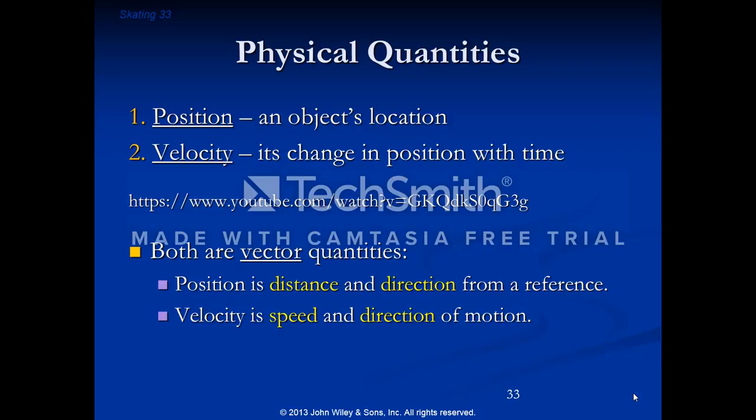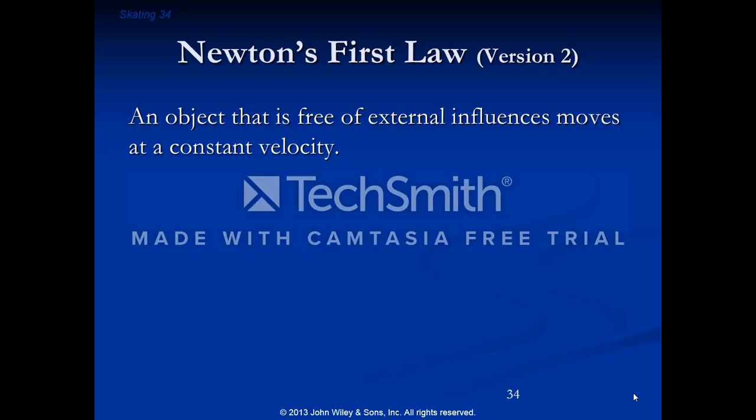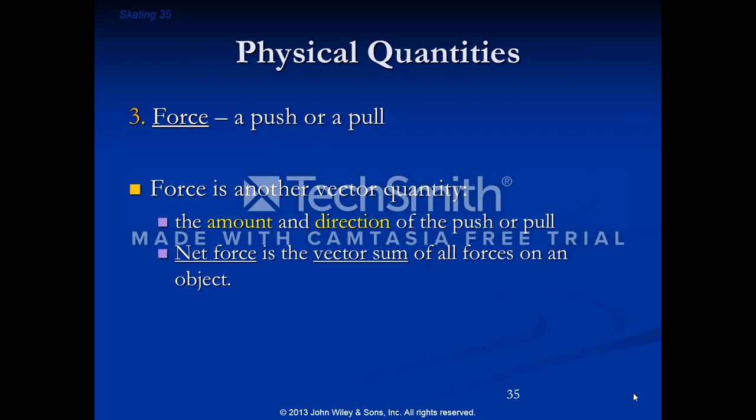Same thing with velocity: it's not just your speed, not just how fast you're going, but also in what direction you are going. So we have position and velocity, and another way to express Newton's first law is that an object that is free of external influences moves at a constant velocity. Again, just so you know, that velocity can be equal to 0.